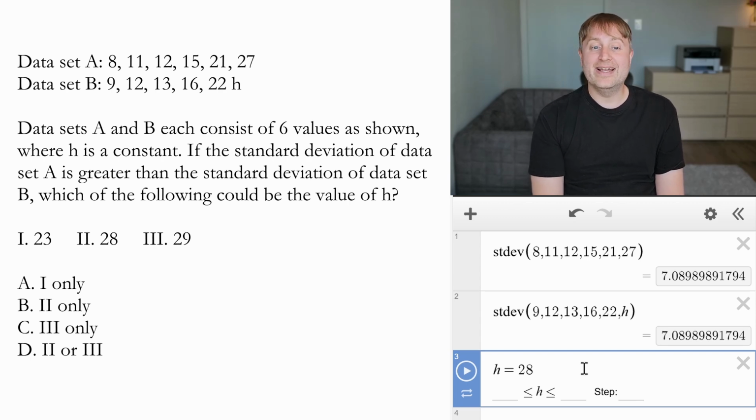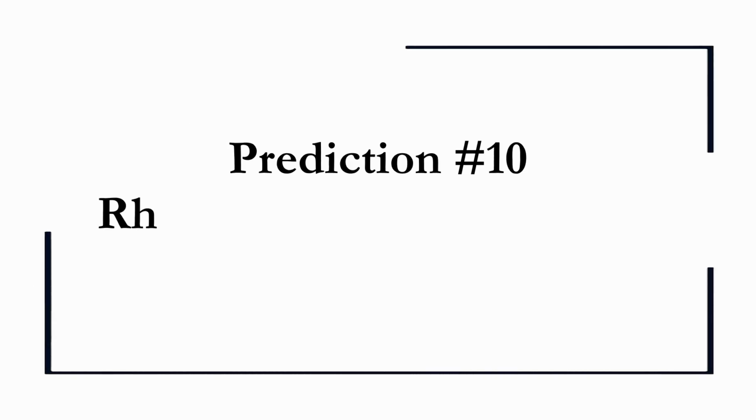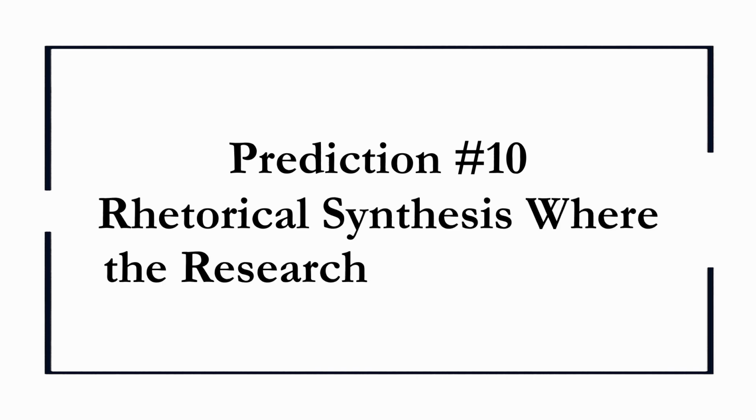Finally, we're going to go ahead and do the same thing for that last option, 29. And when we put that in as the value of h, we can see that the standard deviation becomes 7.4139, which is greater than the standard deviation of the first set. So that also doesn't satisfy the criteria, which means that the correct answer is going to be only option 1, which is A.